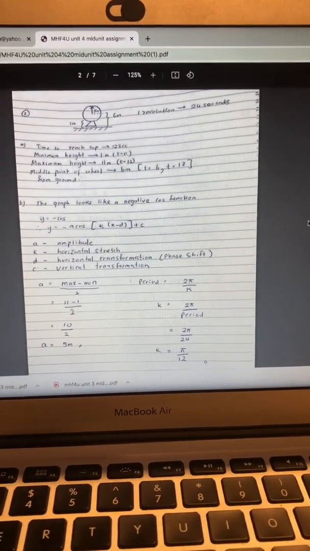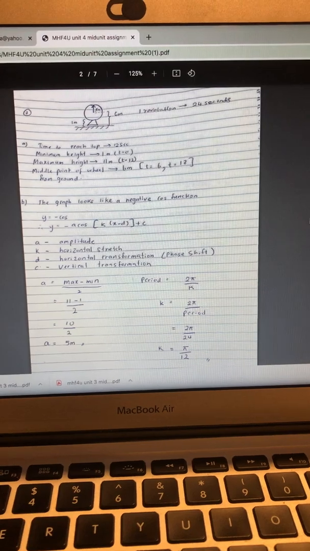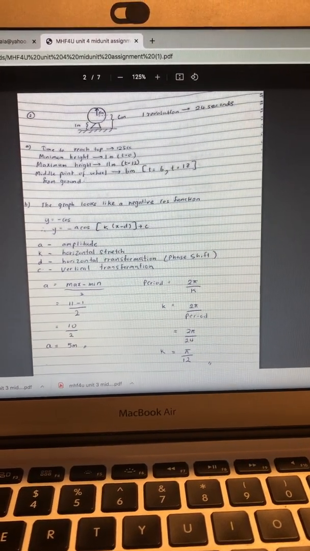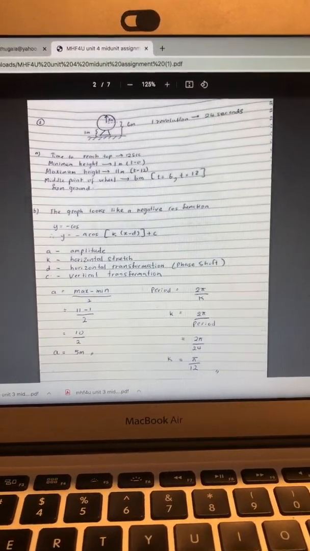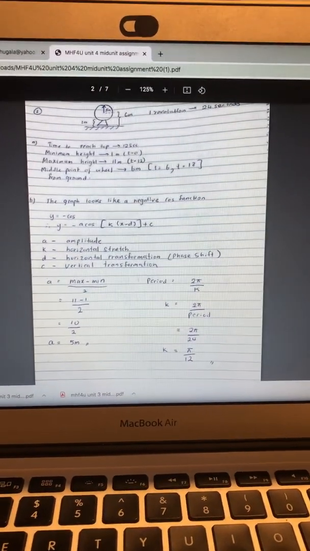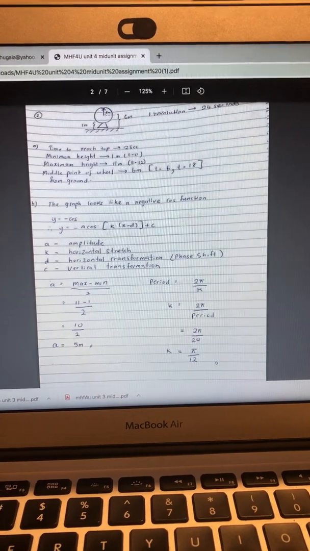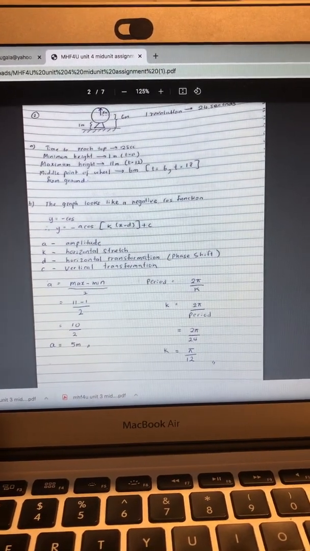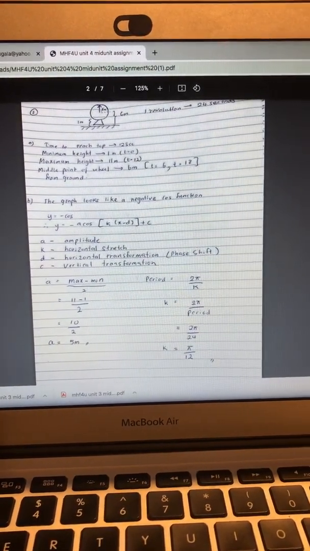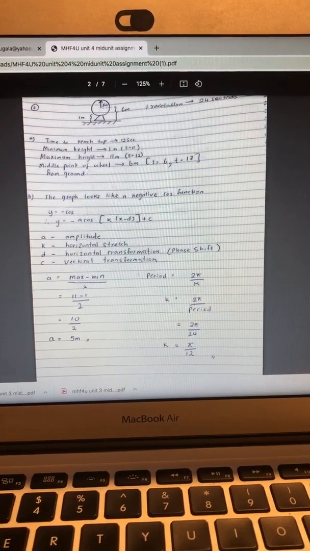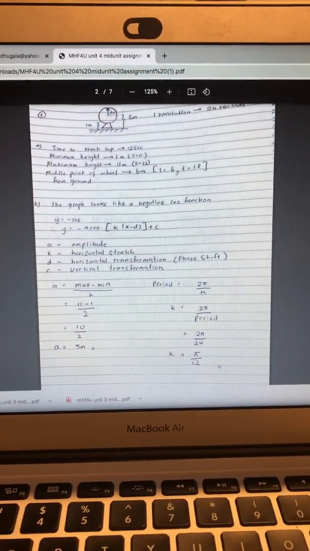So question number 2, according to the statement that is given, the diagram would be something like this. So one revolution would be 24 seconds. Where part A, time to reach the top would be 12 seconds, minimum height would be 1 meter where t is equal to 0, and the maximum height would be 11 meters where t is equal to 12, and the middle point of the wheel from the ground would be 6 meters, where t is equal to 6 and 18.